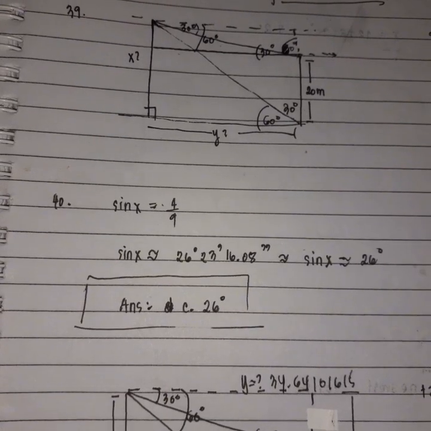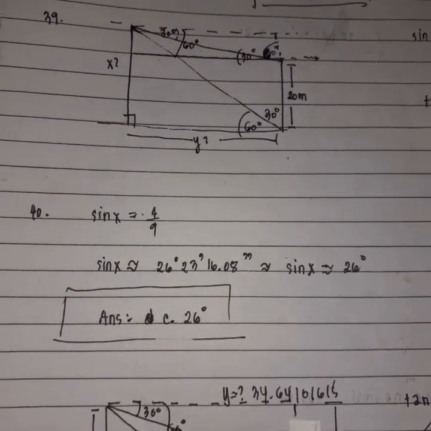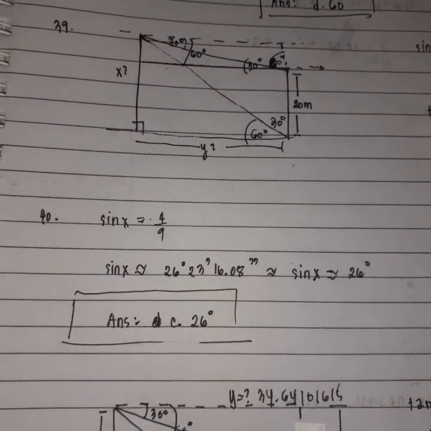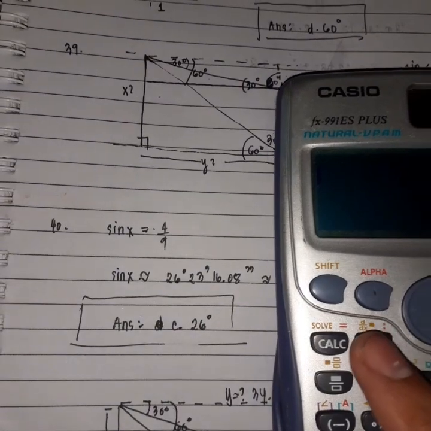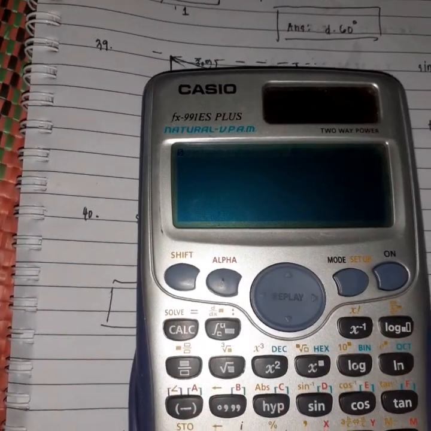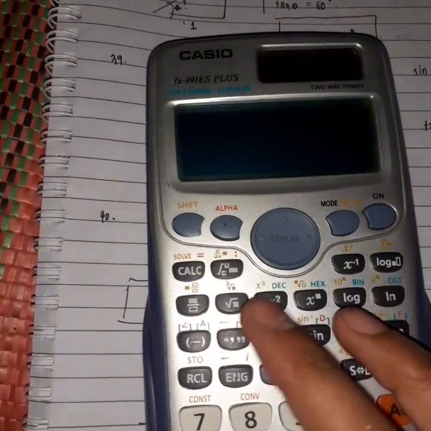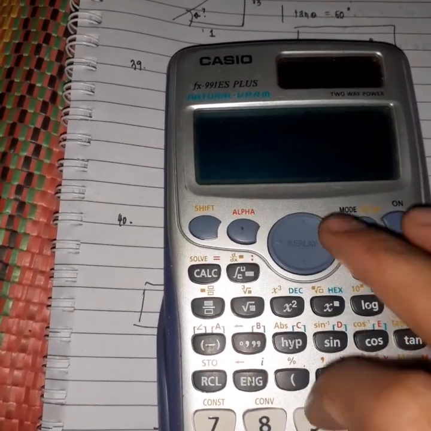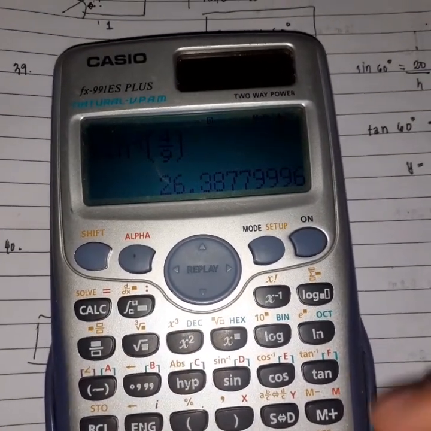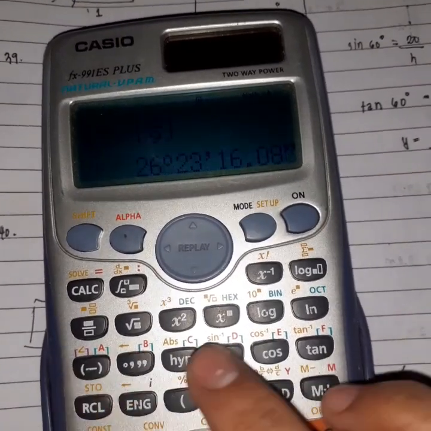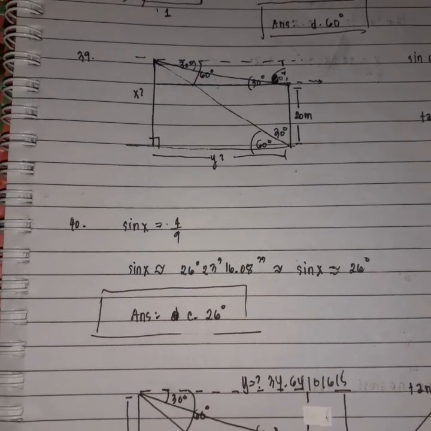In number 40, we are given sin x is equal to 4/9, and we need to find the angle measure of this trigonometric function. Now, if we input that again in our calculator, that's shift sine 4/9 is equal to 26. Transfer that into degrees, that's 26. So therefore, our answer is letter C, 26 degrees.